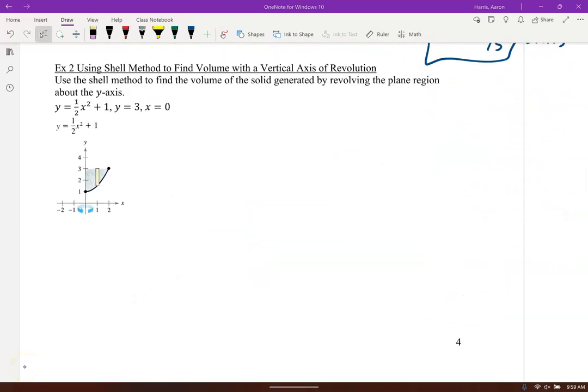So here we've got a quadratic. We got 1/2 x squared plus 1, right? Here's part of that, 1/2 x squared plus 1. We got y equals 3 and x equaling 0, right? So there's our bounded region.